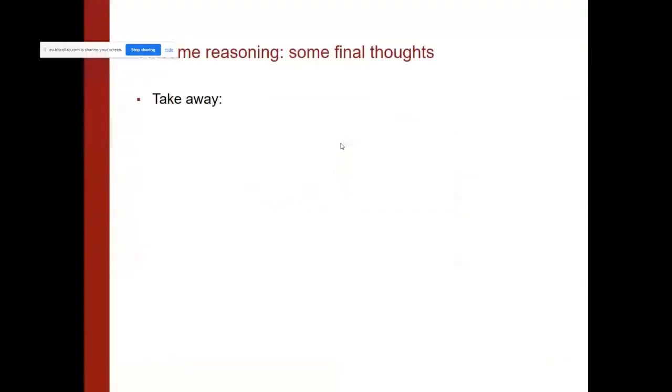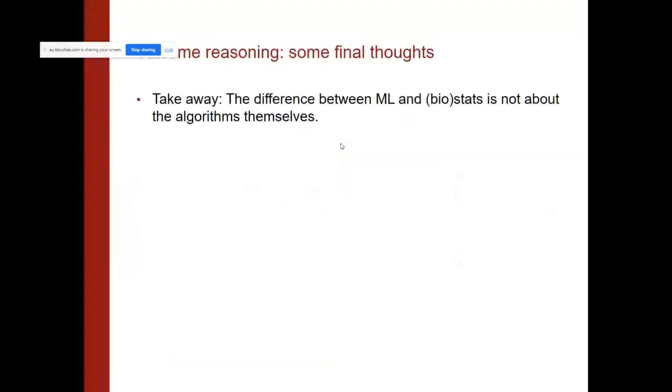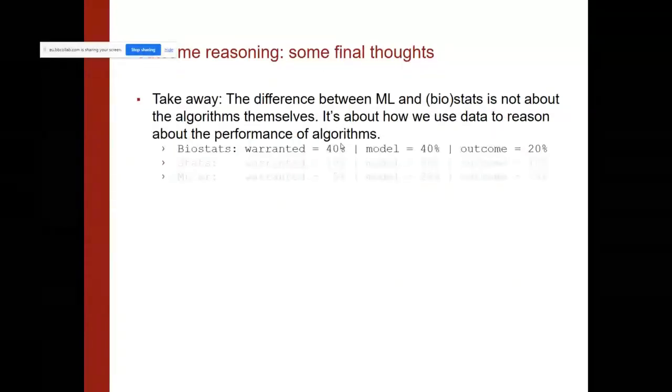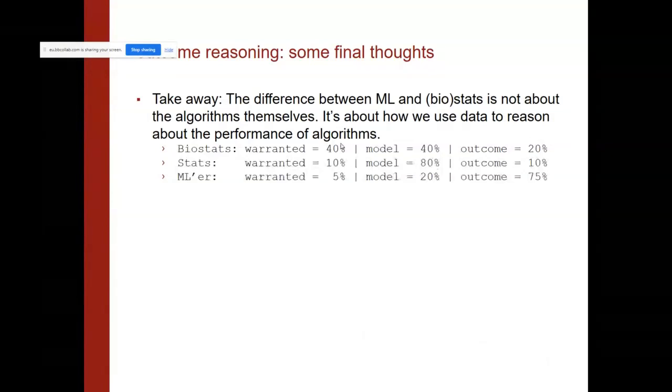Okay, some final thoughts on outcome reasoning. The takeaway here is that the difference between machine learning and statistics is not about the algorithms themselves, it's about how we use data to reason about the performance of the algorithms. We think about 3 different groups that are frequently involved with these algorithms: biostatisticians, statisticians, and machine learning folks. And we really think that they all use all 3 types of reasoning, but just in different proportions.